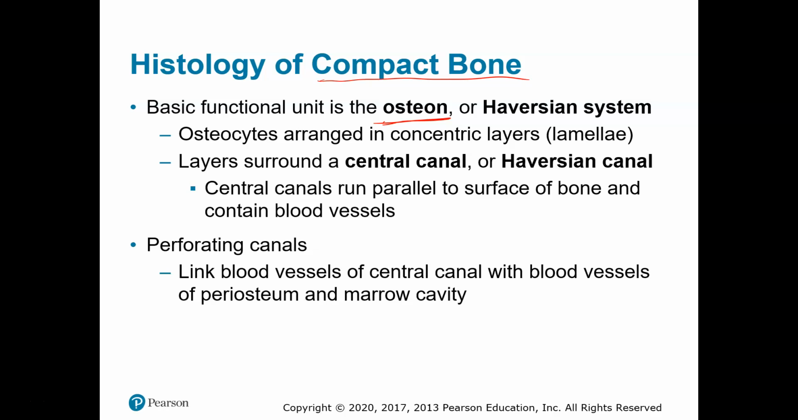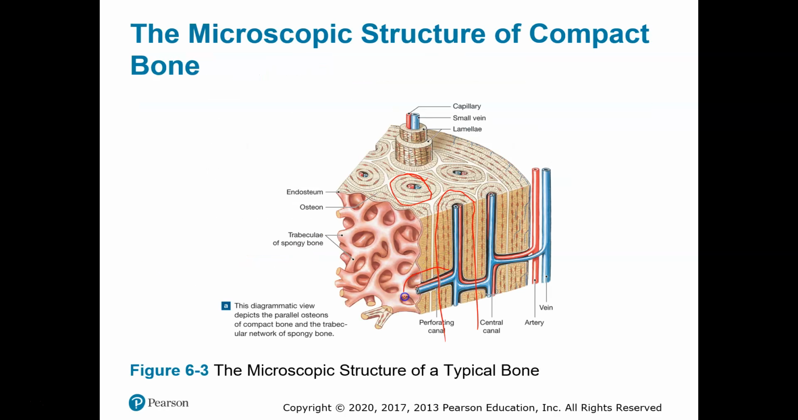The basic unit of compact bone is called the osteon. In an osteon, the osteocytes are arranged in concentric layers called lamellae. The layers all surround a central canal or Haversian canal, and that canal contains blood vessels. And then there are perforating canals along the sides here. These are perforating canals that run along the sides connecting to the blood vessels in the central canal.